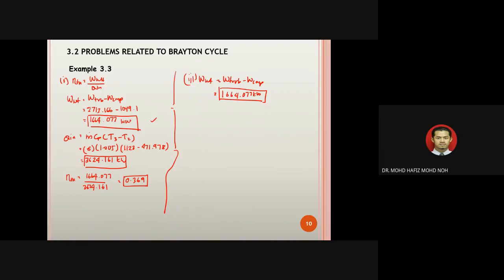If you want to check, please check in case I made some mistakes in the calculation. That's all for part 2 of this gas power cycle. I hope you understand all the examples that have been given. I do it step by step, so you can follow these steps, or maybe you can find an easier way. It's up to you, as long as you produce the correct final answer.